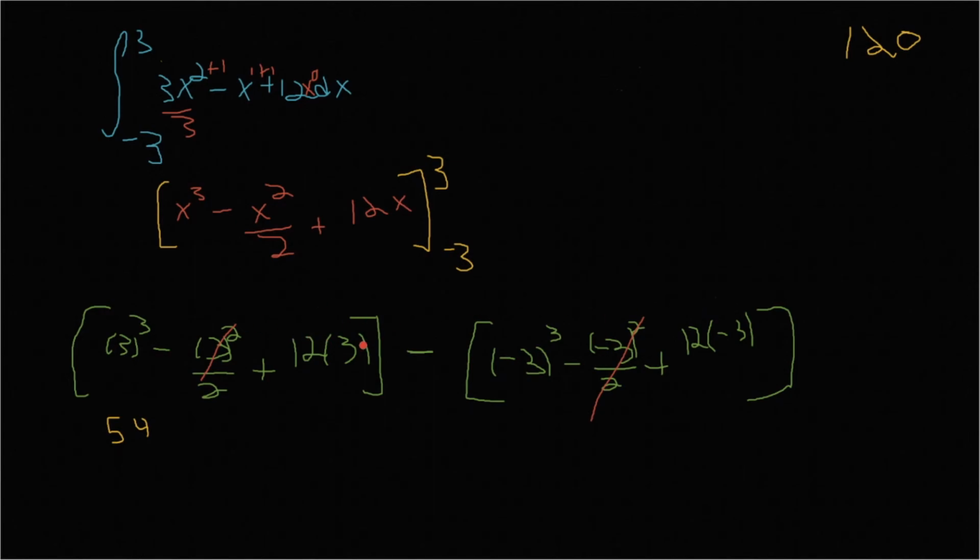So 12 times 3 is 36. So 36 times 2. So 54 plus 26 times 2, if I'm doing all of my math right, 126, maybe? Let's just hope I'm doing my math right. And so 126, that's close.